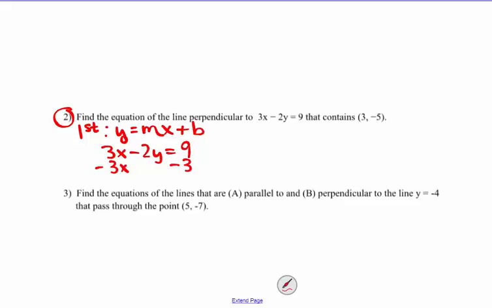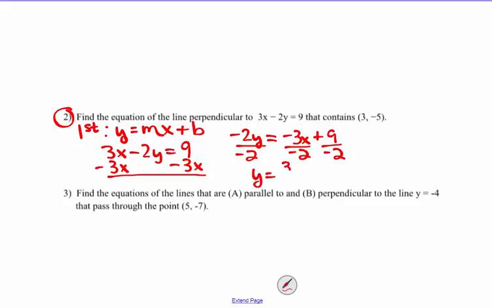So I will subtract 3x from both sides. In doing so, I have negative 2y equals negative 3x plus 9. Divide every single term by negative 2, and that leaves me with y equals 3/2 x minus 9/2. So the original equation has a slope of 3/2.